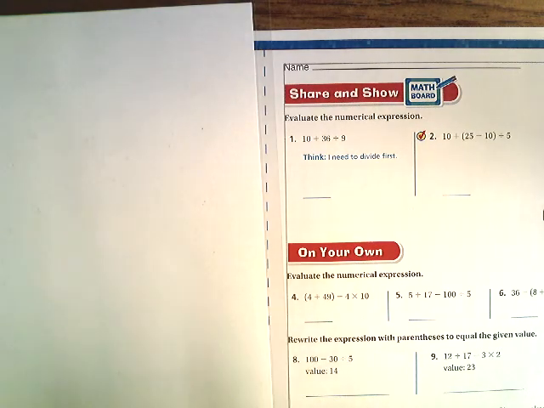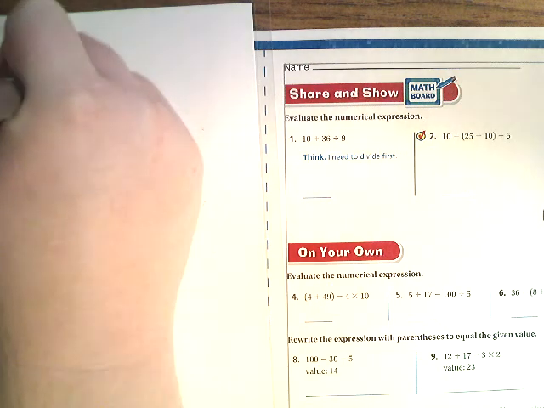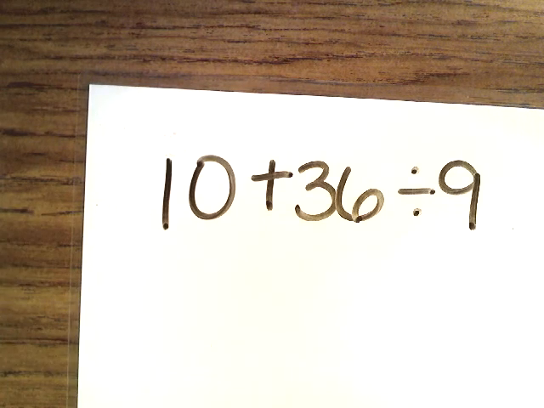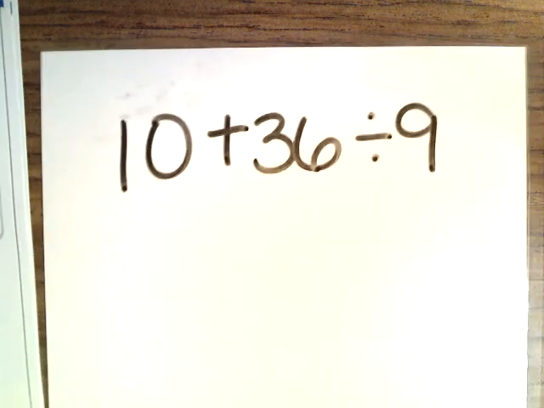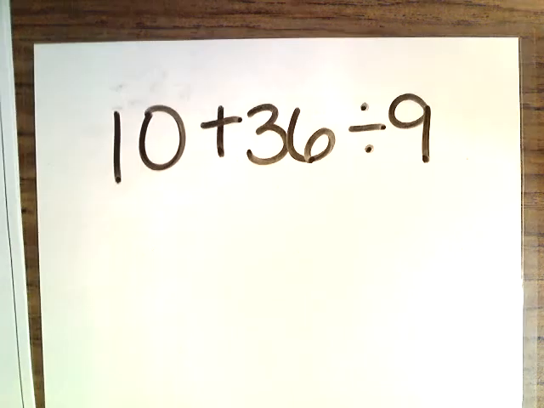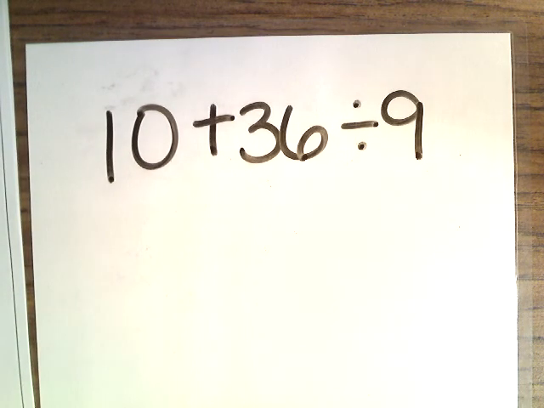So what I want you to do is write on your page this problem for number one, okay? And all it's asking us to do is to evaluate the numerical expression. So it's telling us to solve it. So we have 10 plus 36 divided by 9. I rewrote it on my page here. I'm going to move this over and zoom out so you can see what we're working on here. 10 plus 36 divided by 9, okay?